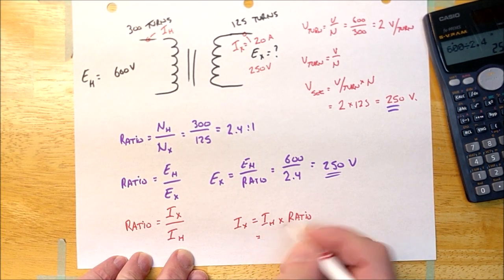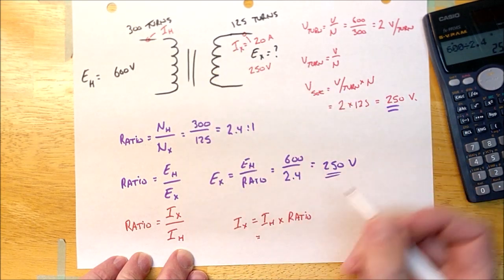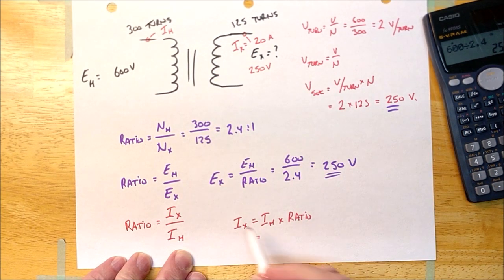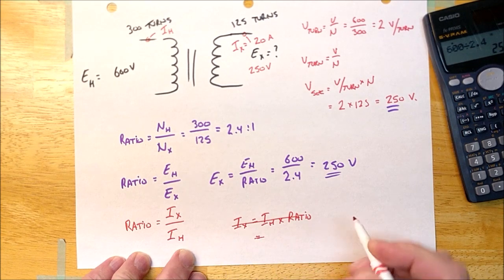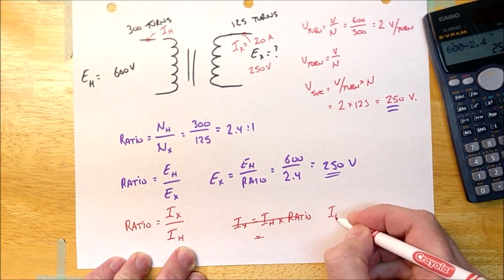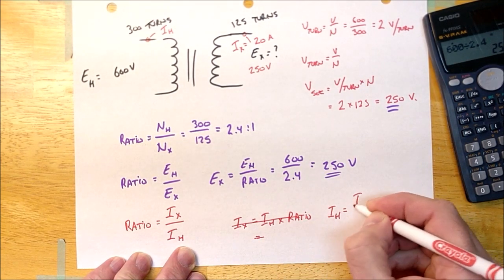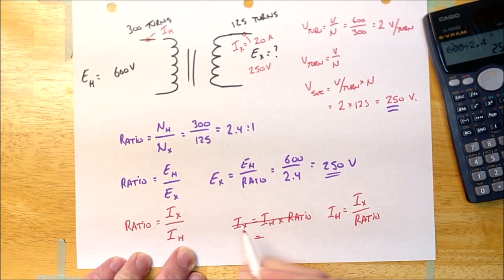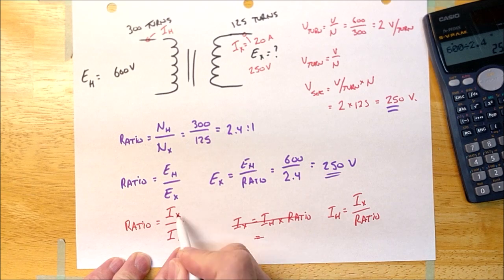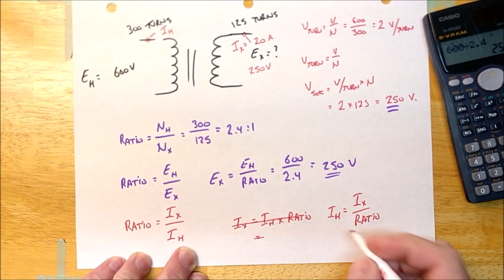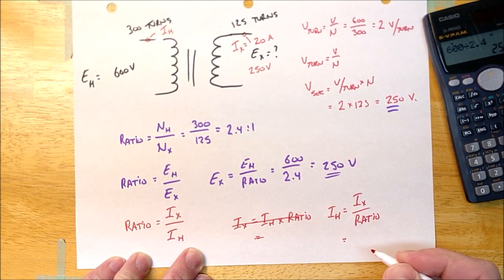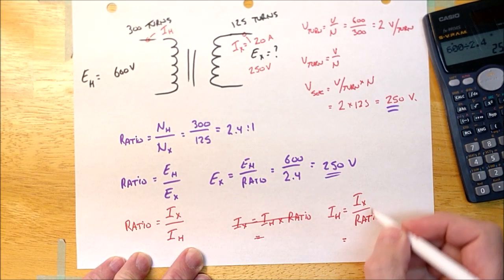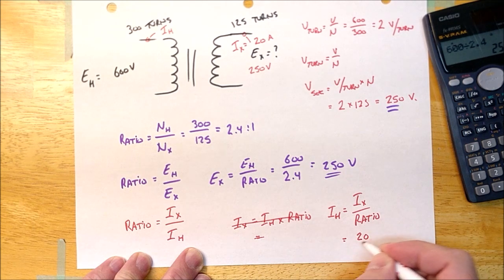And I already know that IH, whoops, I'm solving for the wrong one. I already know Ix, okay? IH is going to be Ix over the ratio. Sorry about that. I was solving for Ix, but I already know Ix. I need IH. In this case, IH is going to be Ix, which is 20, over the ratio, which is 2.4.